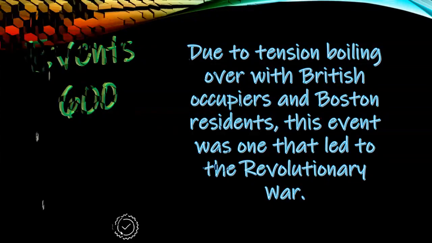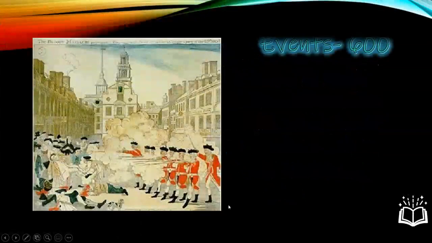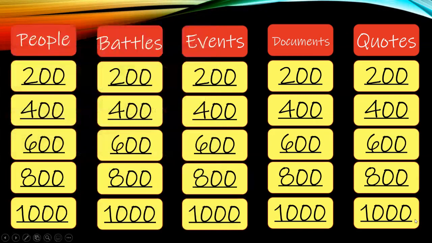Once you are done, then you just click on the check mark and it will pull up the answer. And each answer does have a picture of that description. So once you're done with this screen, then you can just click on the book and it will take you to the game board again.